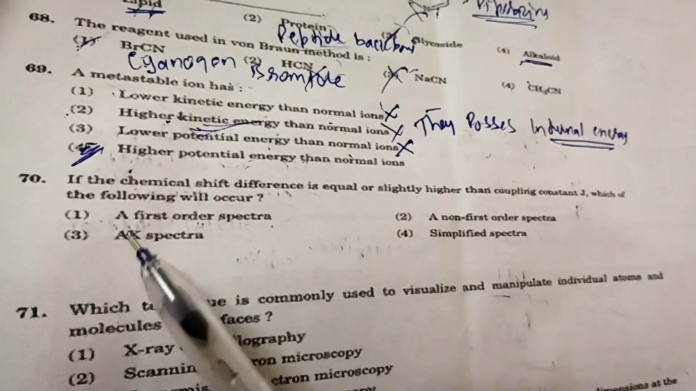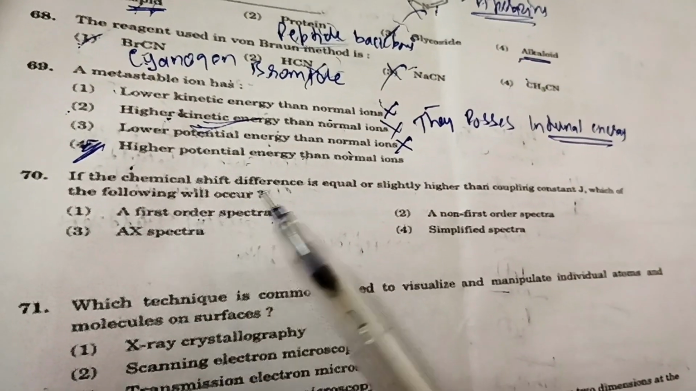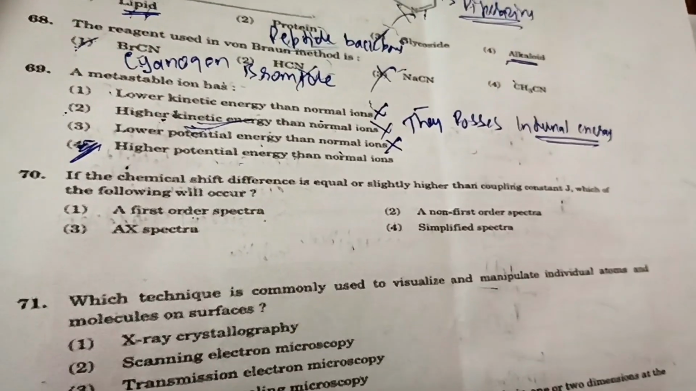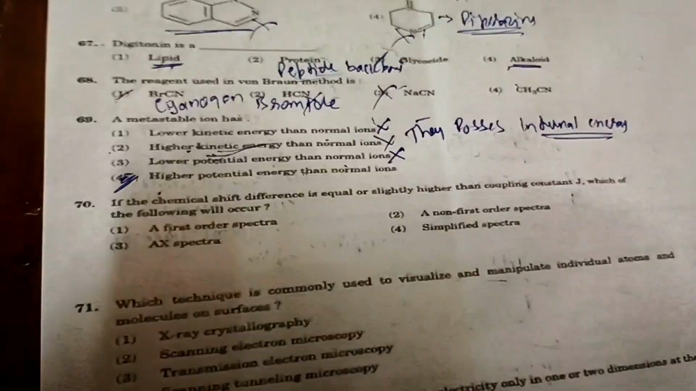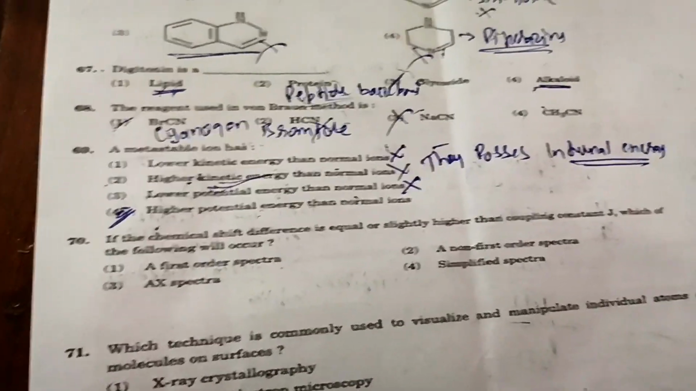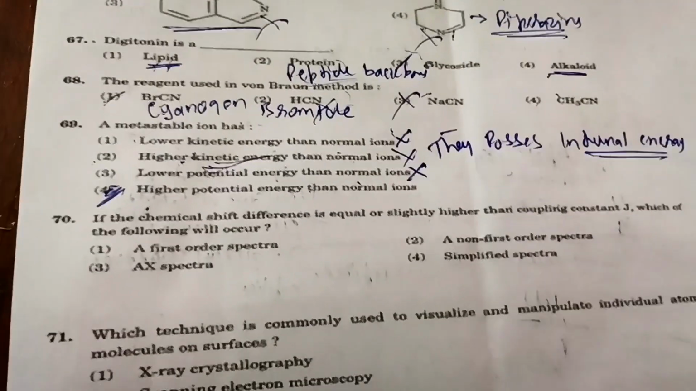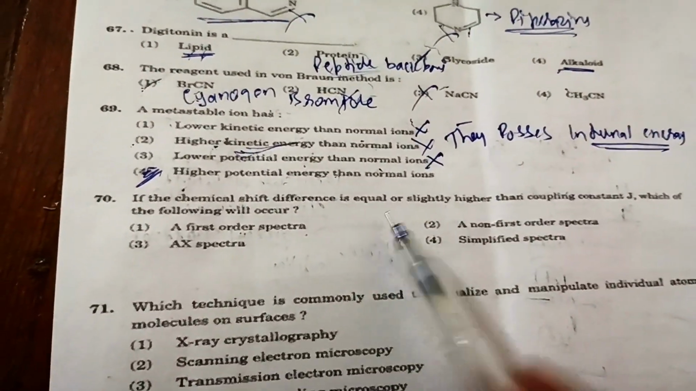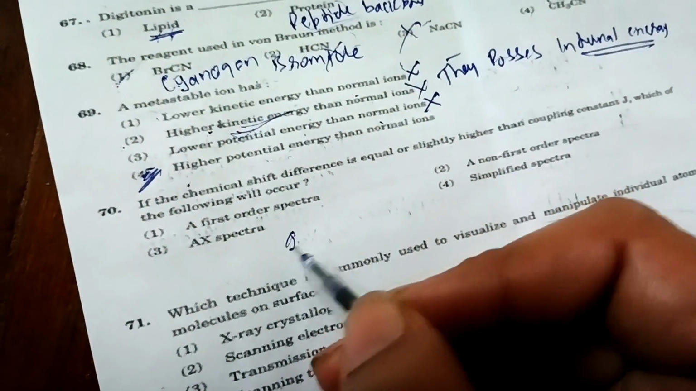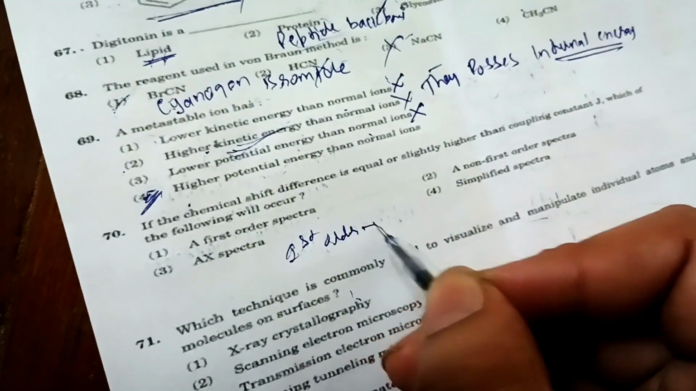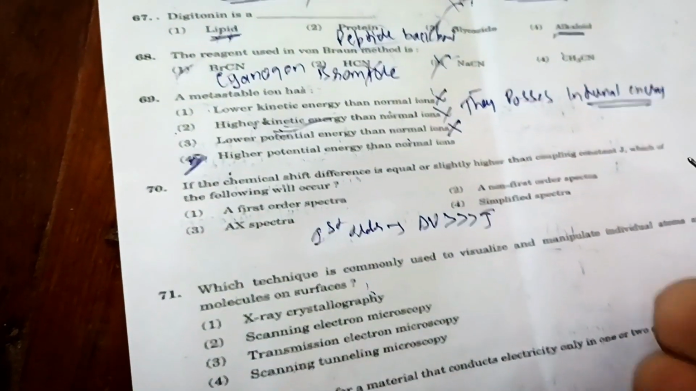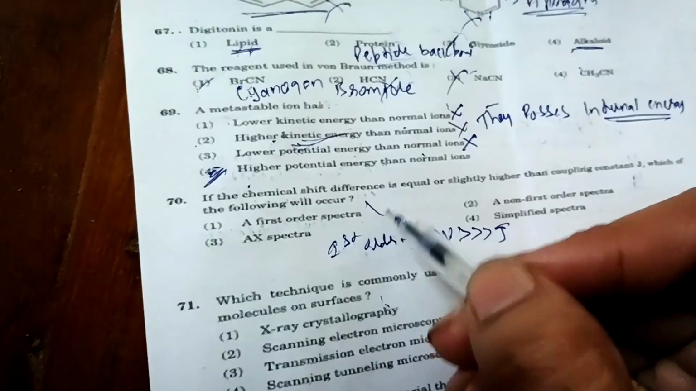Okay, for the 17th question, if the chemical shift difference is equal to or slightly higher than the coupling constant, then which of the following will occur? Here they are telling that the coupling constant is slightly higher, so there is a little increase in the coupling constant, and it can also be equal. For the first order, always delta V is much higher than the coupling constant, so first order is wrong.